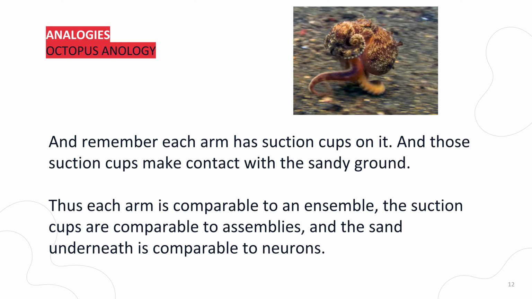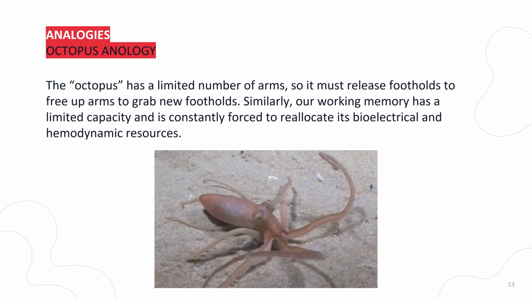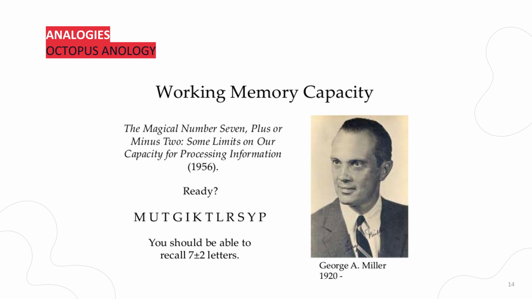And remember, each arm has suction cups on it, and those suction cups make contact with the sandy ground. Thus, each arm is comparable to an ensemble, the suction cups are comparable to assemblies, and the sand underneath the arm is comparable to neurons. The octopus has a limited number of arms, so it must release footholds to free up arms to grab new footholds. Similarly, our working memory has a limited capacity and is constantly forced to reallocate its bioelectrical and hemodynamic resources. Coincidentally, the number of representational items that can be held in working memory, 7 plus or minus 2 by some estimates, neatly coincides with the number of arms an octopus has.